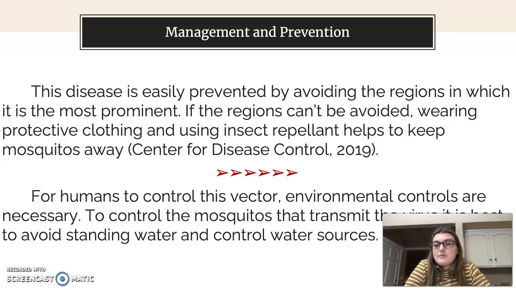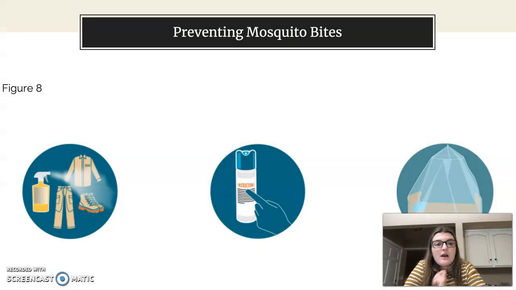If these regions can't be avoided, you can always wear protective clothing and use insect repellents to keep mosquitoes away. So really controlling the mosquitoes is the key to controlling the virus. And for humans to control this vector, environmental controls are necessary. We control mosquitoes by avoiding standing water and controlling our water sources. Here we have a graphic on preventing mosquito bites when we are traveling to places infected, and that includes bug spray, protective clothing, maybe protective netting over beds.